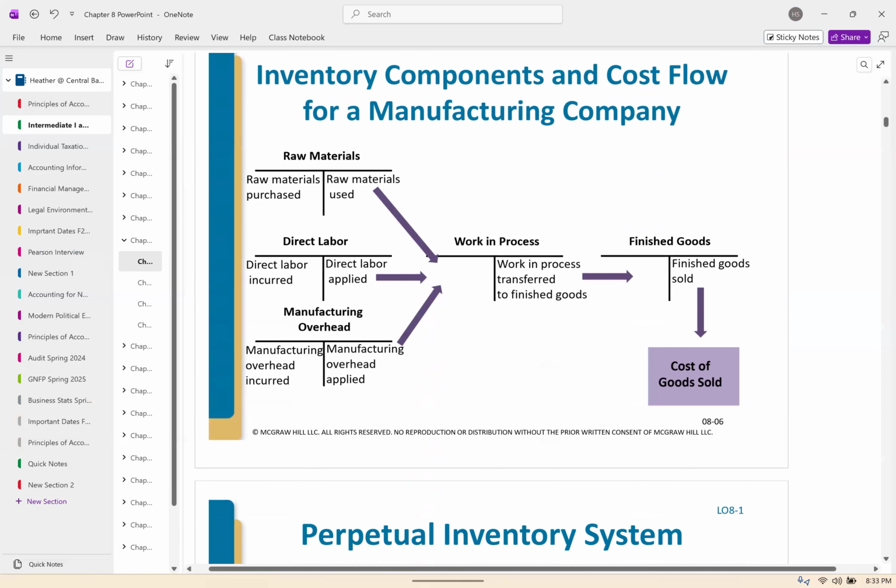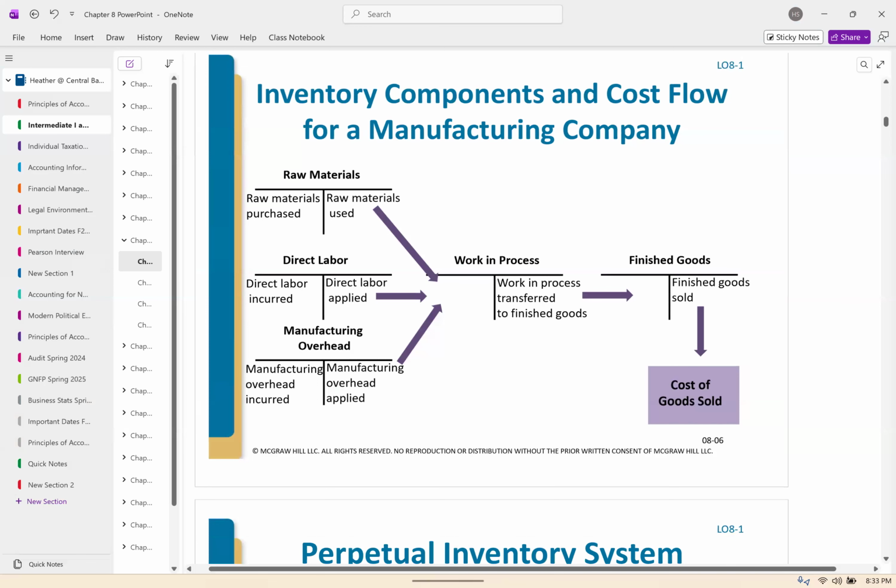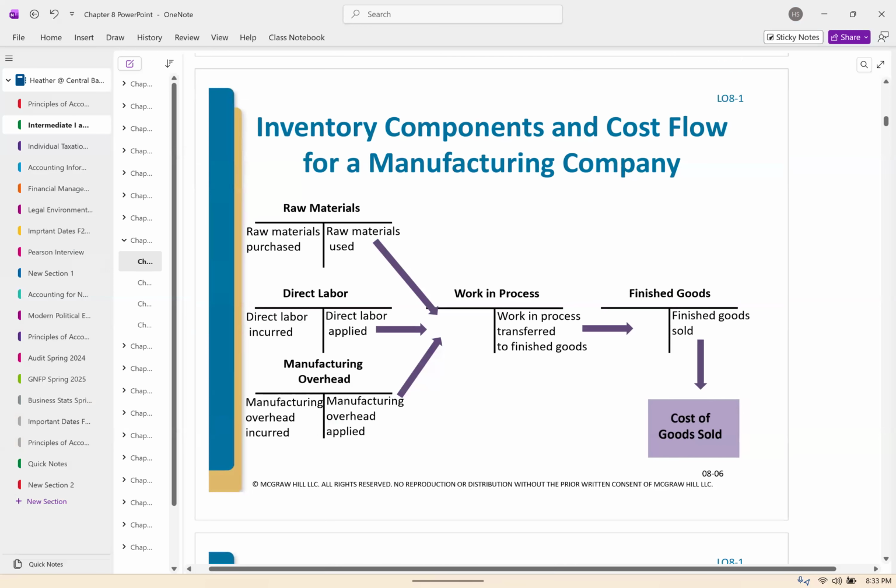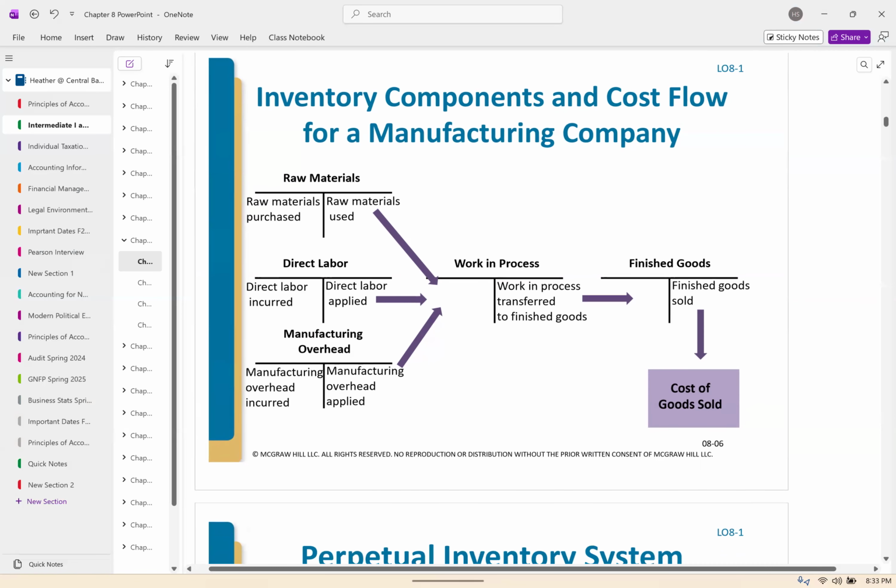So this is just the cost flow as it goes through the T accounts. I gave y'all a handout on that in Principles 2. I can add it to this class as well, just to help you see the flow of how everything flows into work in process and then on to finished goods.